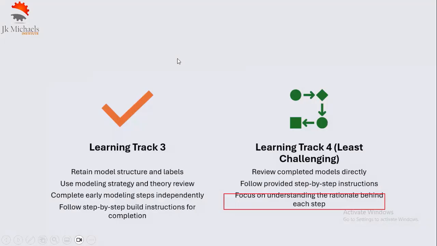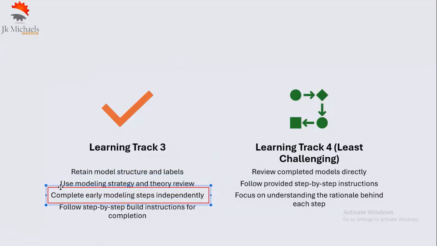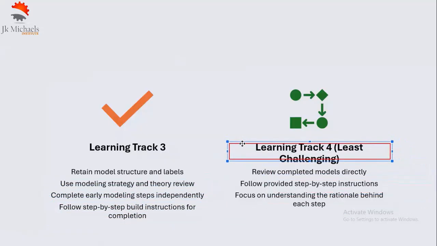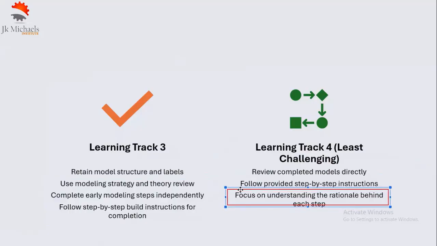In learning track 3, you retain the model structure and its labels. You use your modeling strategy and the review of the theory. You complete early modeling steps independently, then follow step-by-step build instructions for completion. And then the least challenging, track 4: review completed models directly, follow the provided step-by-step instructions, and focus on understanding the rationale behind each step.